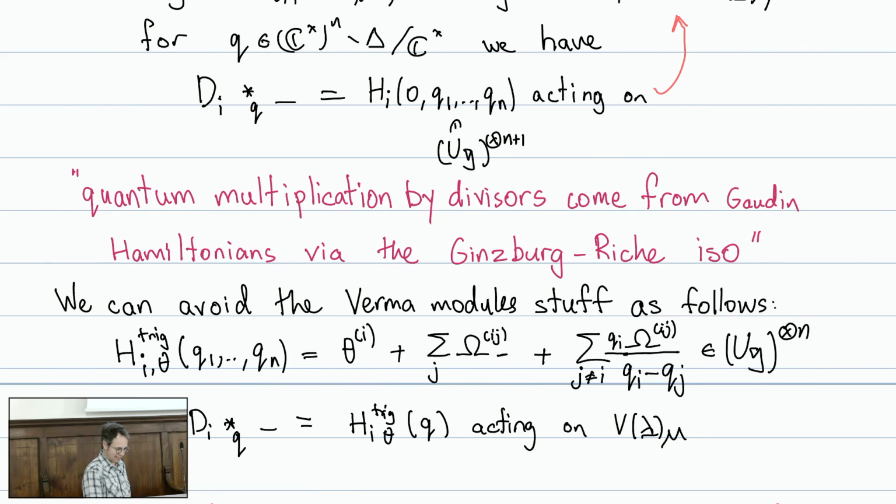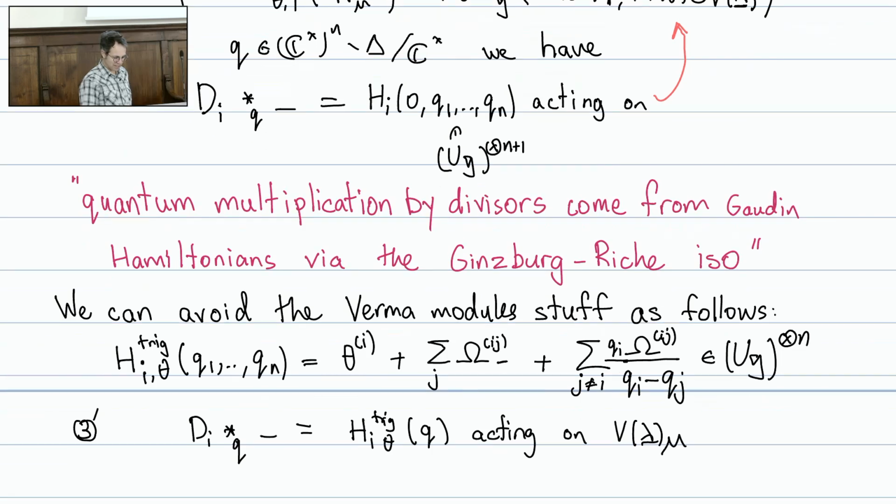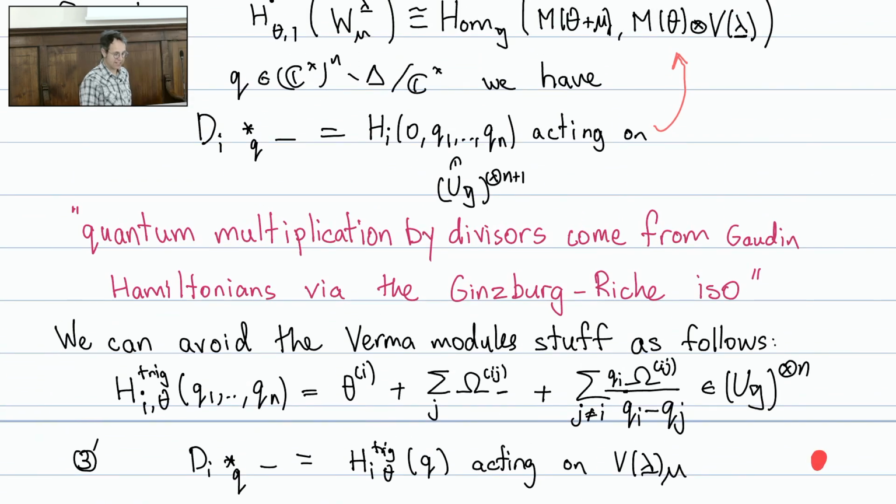Instead of 3, you can replace it with what I'll call 3 prime, which tells us simply that the action of quantum multiplication by a divisor is given by this trigonometric Gaudin Hamiltonian. So just the action of this trigonometric Gaudin Hamiltonian on the weight space in the tensor product, no funny business needed. I should say that 3 and 3 prime are not exactly equivalent, because you can only exactly transfer from here to here for generic theta. And if you look at what Danilenko actually proved, he proved 3 prime for generic theta.